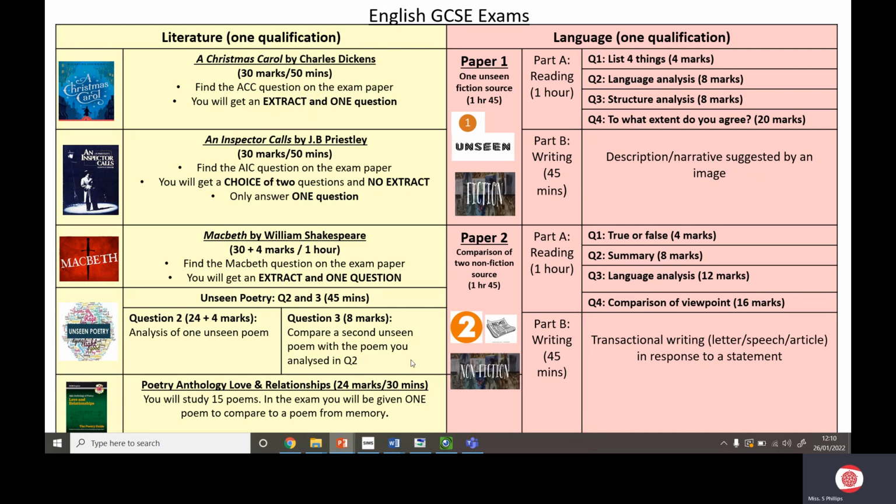So I'm sure you are aware, but for English, you actually get two separate qualifications. The first one is English literature, and the second one is English language, and it will be Mrs. Turner who's going to be speaking to you about the language element.